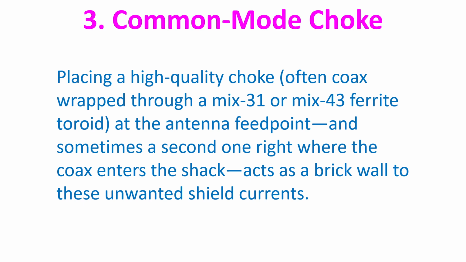Placing a high quality choke, often coax wrapped through a Mix 31 or Mix 43 ferrite toroid at the antenna feed point, and sometimes a second one right where the coax enters the shack, acts as a brick wall to these unwanted shield currents.